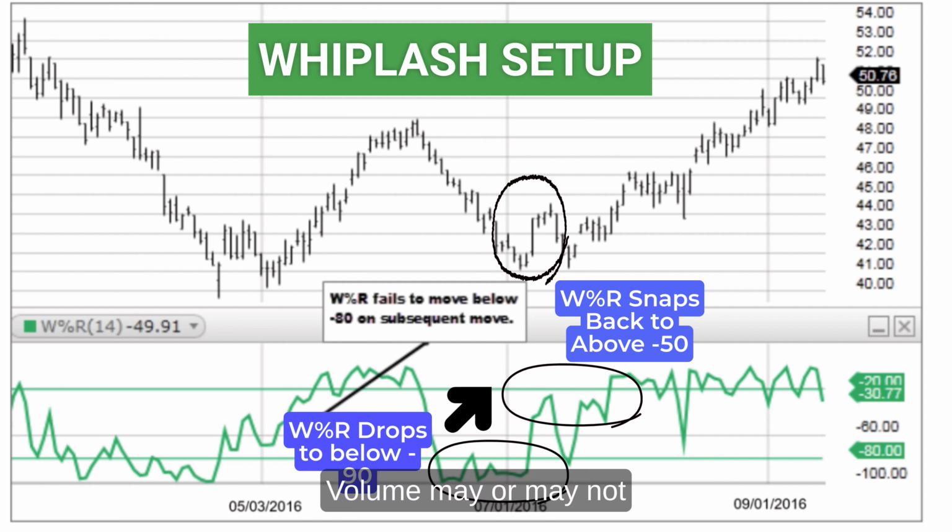Volume may or may not confirm the trend. If it does, very good. But if it does not, it is not a deal breaker. The whiplash setup precedes strong reversals and explosive trend legs.